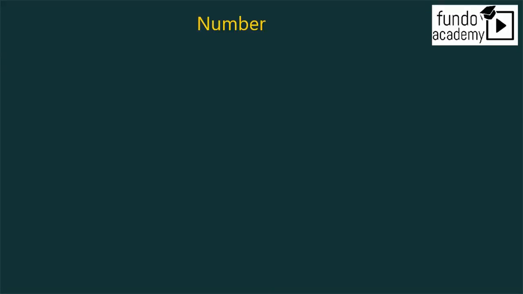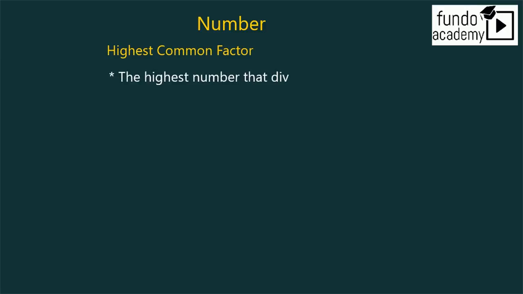Now let's go on to talking about what we call the highest common factor. What is the highest common factor? When we talk about the highest common factor, we're talking about the highest number that divides into two or more numbers. So the highest number that divides into two or more numbers is the highest common factor of those numbers. Let's say we've got two numbers, 12 and 15.